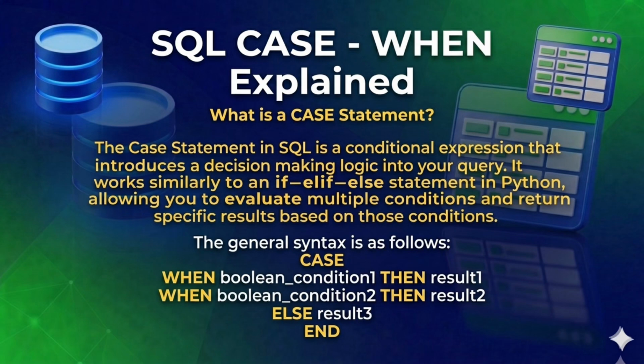Now, let's look at the general syntax. We start with the keyword case. Then we define conditions using when. If the first condition is true, SQL returns result 1. If not, it moves to the next when condition and returns result 2 if that condition is true. Finally, if none of the conditions match, the else block returns a default value, and we always close the statement with end. Using case-when, you can transform data, create categories, and build smarter logic right inside your SQL queries. In the next part, we'll see practical examples to make this even clearer.